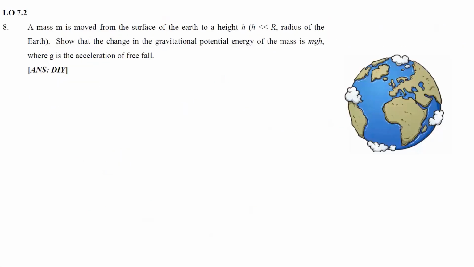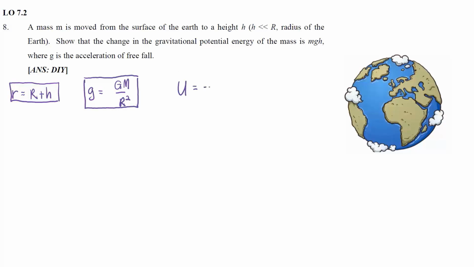Let's go to question number 8. A mass is moved from the surface of the Earth to a height h, where the height is way smaller than the capital R, and that is the radius of the Earth. Show that the change in the gravitational potential energy of the mass is mgh, where g is the acceleration of free fall. I want to list down these equations because we're going to need them in deriving this U equals mgh. So we have r equals capital R plus h, we have g equals GM over capital R squared, and we also have U equals negative GMm over r, small r.